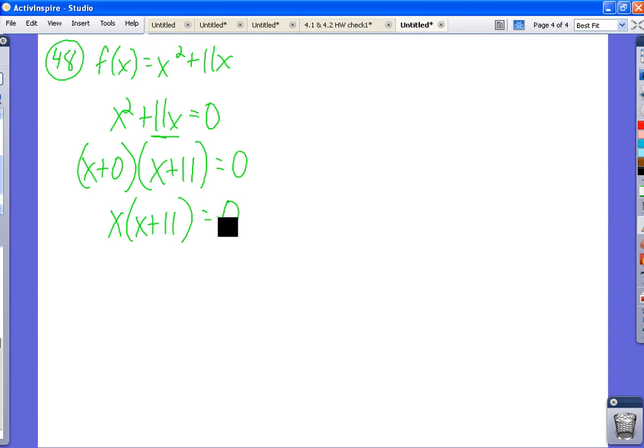So x plus 11 could be 0, so x would be what? Negative 11. What else can be 0? This other thing that's being multiplied could be 0. Just x could be 0 by itself. X is 0.